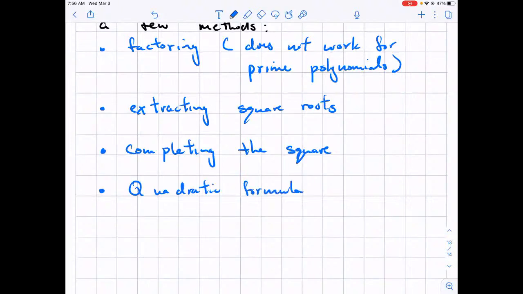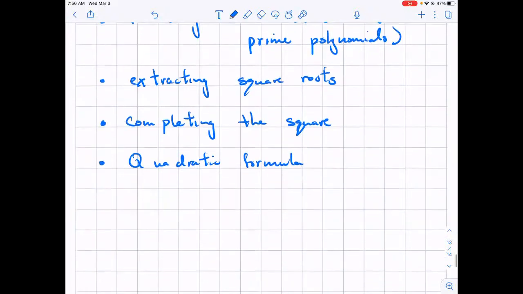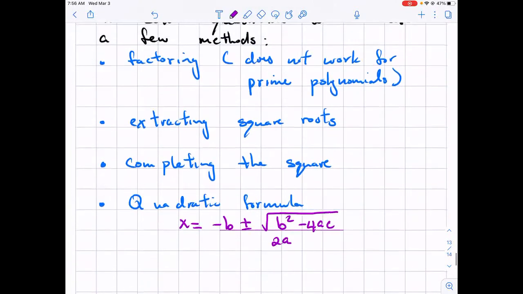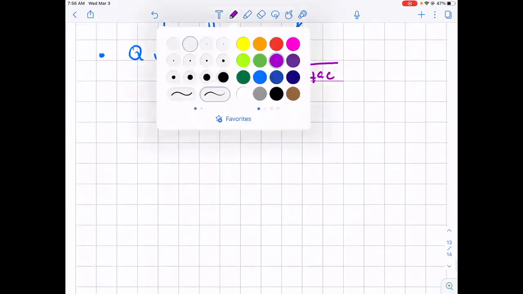Yeah, quadratic formula. Now remember, what is the quadratic formula? You should know that the quadratic formula is x equals minus b plus or minus the square root of b squared minus 4ac, everything over 2a. So these are the methods that we'll go over in this video. Okay, so let's jump right into it.